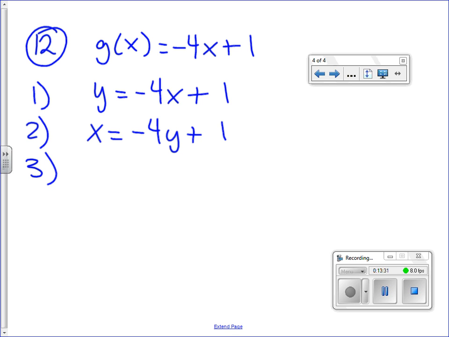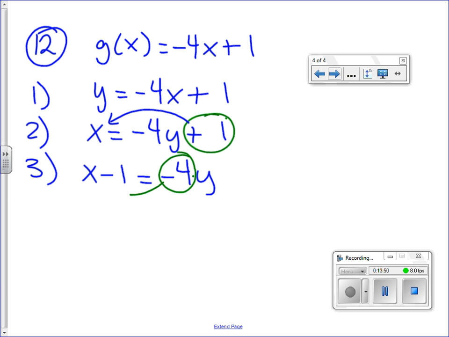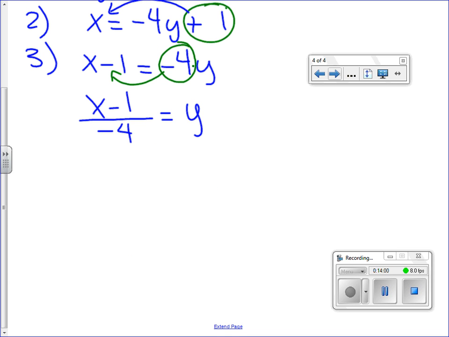So we have the plus 1 here, adding to the negative 4y. So if I take that across, it will be subtracting. So it will be x minus 1 equal to negative 4y. And now we know that the negative 4 is multiplying to the y because there's no sign in between. So if I take this negative 4 across, it will be doing the inverse operation, which is division. And keep in mind that we must divide by negative 4. Now, that is the correct answer.